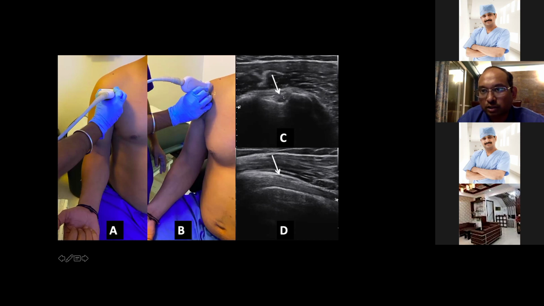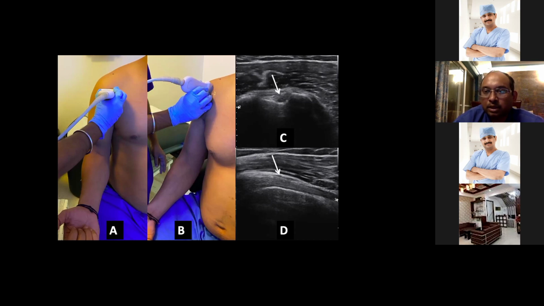So this is the short axis view, and this is the long axis view of the biceps tendon. When we are keeping the probe in the horizontal direction, we get a short axis. When we are keeping it in a vertical direction, we get a long axis. So in ultrasound, we always talk of a short axis and long axis rather than coronal, axial, or sagittal view as we talk in CT and MRI.